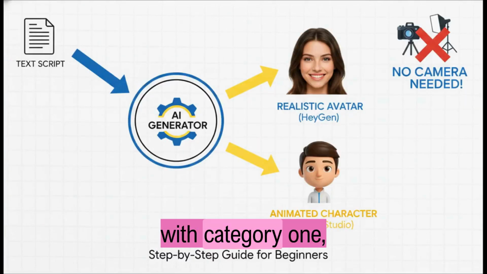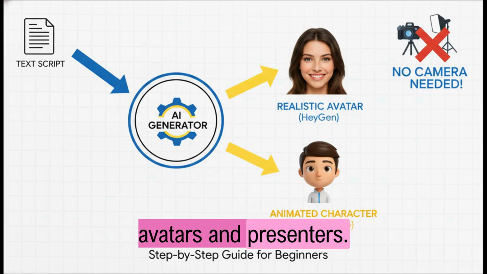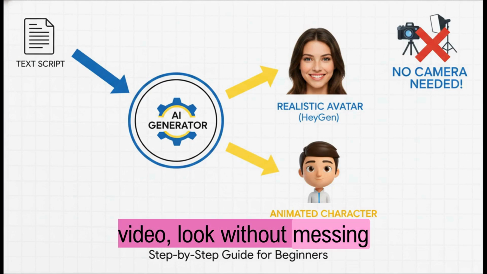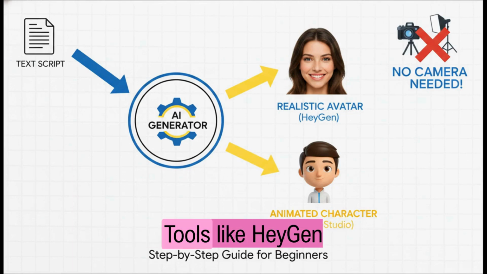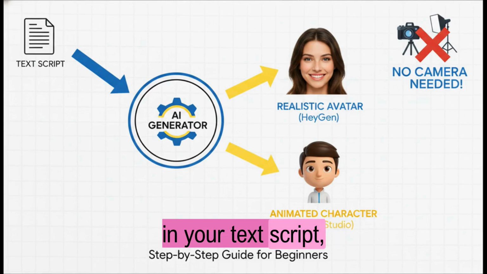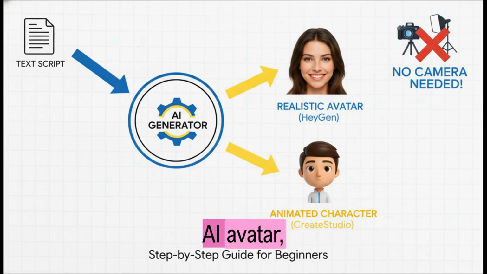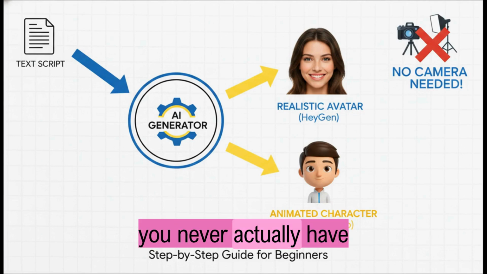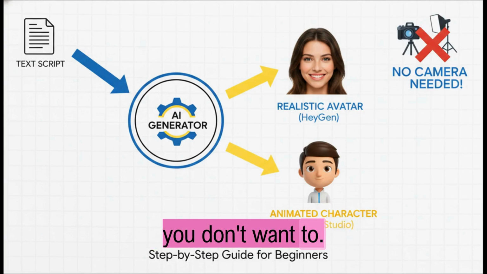Let's kick things off with category 1, avatars and presenters. Look, if you get camera anxiety, or maybe you just want a perfectly consistent look without messing with lighting setups every single time, tools like HeyGen and Create Studio are going to be your best friends. With HeyGen, it's wild. You literally just paste in your text script, pick an insanely realistic AI avatar, and the software spits out a fully presented clip. No joke, you never actually have to step in front of a lens if you don't want to.